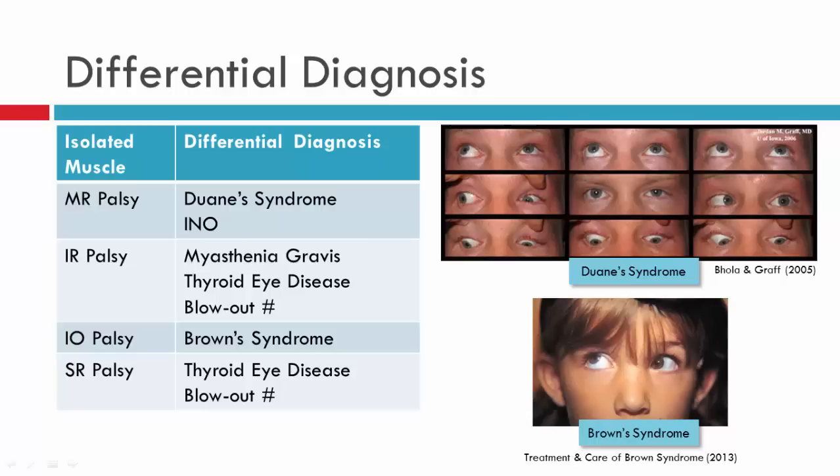In relation to an inferior rectus palsy, we need to consider the possibilities of a mechanical restriction, so either a blowout fracture or a thyroid eye disease or myasthenia gravis could mimic what appears to be an inferior rectus palsy.